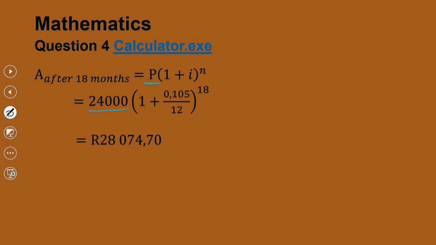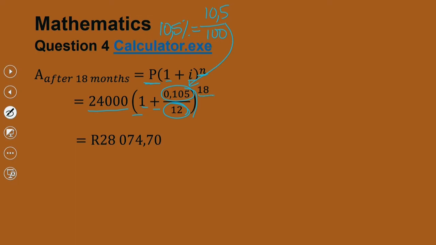A will be equal to 24,000, then we have open bracket, 1 is still there, plus i. We know i is 10.5%, therefore it can be written as 0.105. Remember, we said 10.5% can be written as 10.5 over 100, which can also be written as 0.105 as a decimal number. Because it's compounded monthly, how many months are there in a year? 12, right? Then we divide that by 12. And then we close the bracket, everything to the power of n, which is 18.